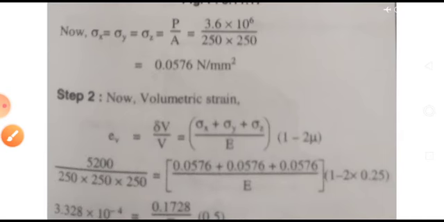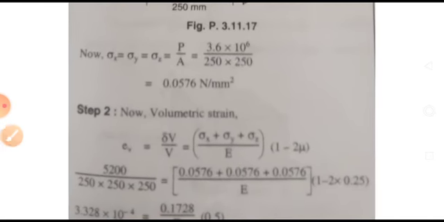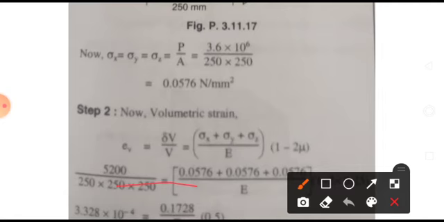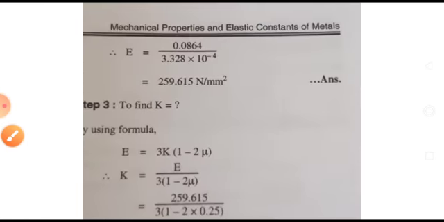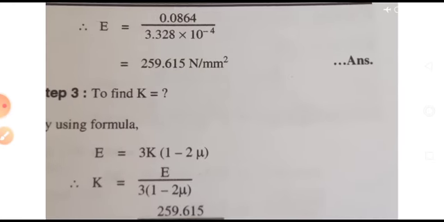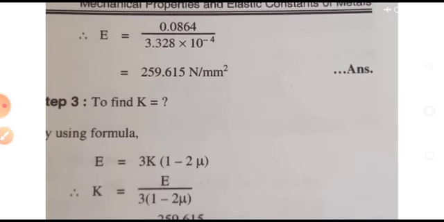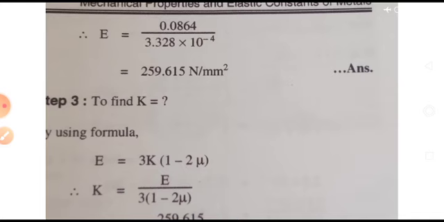So the only thing remaining is E. Writing this formula for E and calculating the value of E, E is equal to what? 0.864 upon 3.328 into 10 raised to minus 4. After doing all this calculation, you will get 259.615 Newton per millimeter square.